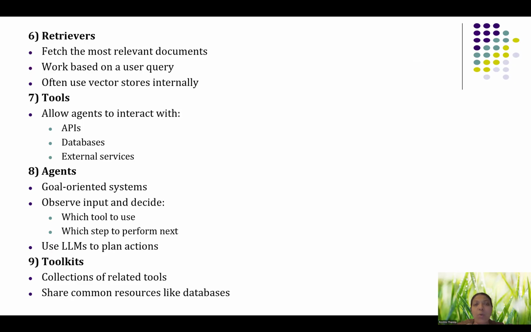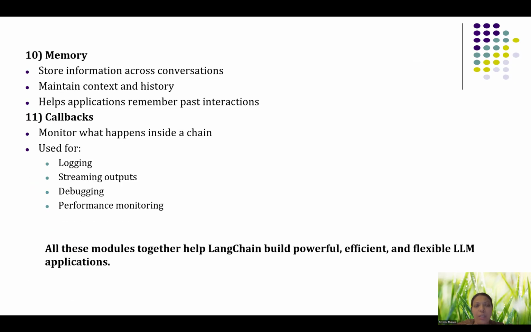Then the agent is goal oriented. It will think, decide, and act so that we can dynamically get the output. It will decide which tool to use and which steps to perform, dynamically. Finally, the toolkit. We know that it's a collection of related tools and it will share common resources like a database.